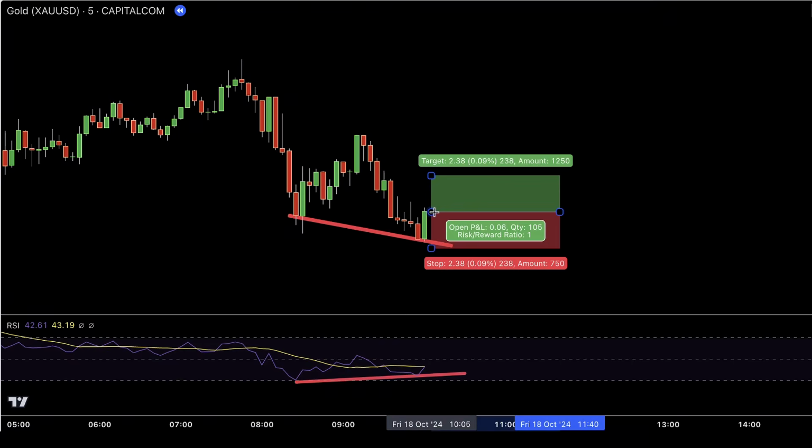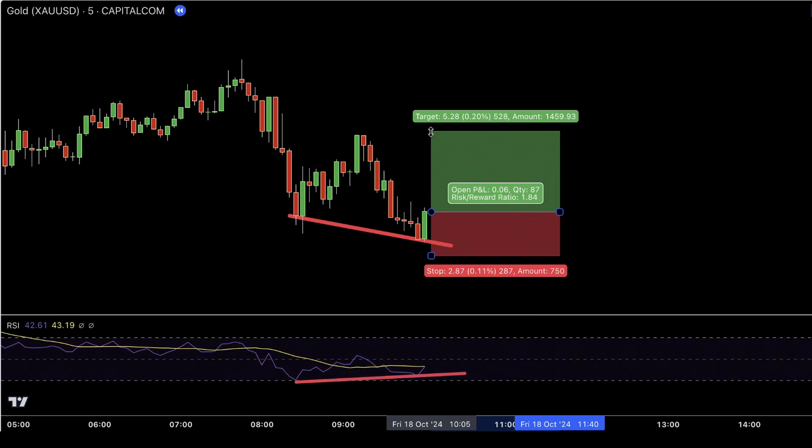Now let's return to the 5-minute chart. The entry can be placed at the close of the bullish engulfing candle. The stop loss should be positioned a few pips below the low of the engulfing bar. For the profit target, aim for the next resistance level while maintaining a minimum reward to risk ratio of 2:1.